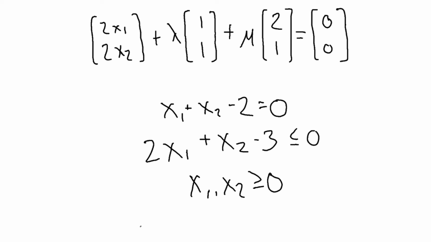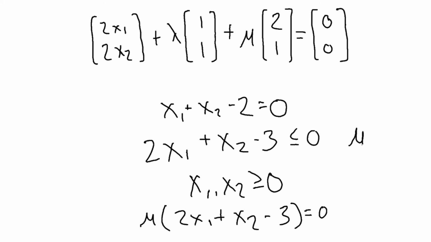And now we have this complementarity constraint, mu times 2x1 plus x2 minus 3 is equal to 0. And we have that mu is greater than or equal to 0. And lambda is just somewhere on the real line. It's unrestricted in sign. So that's the statement of the Karush-Kuhn-Tucker conditions for this problem.